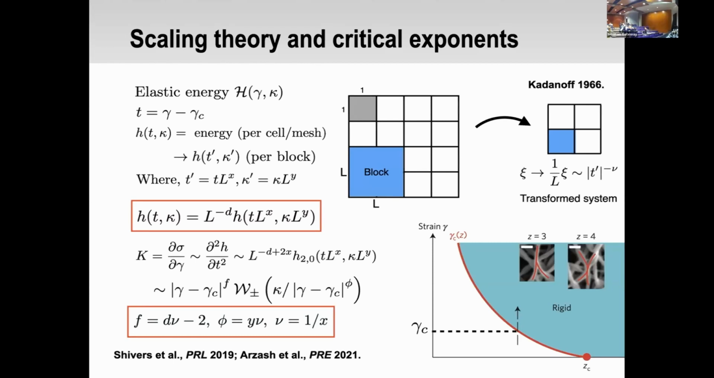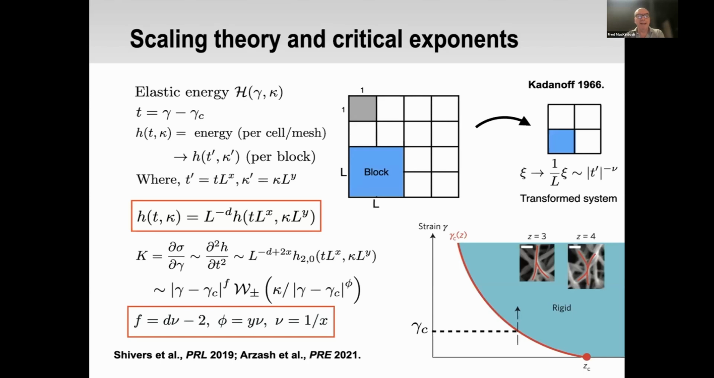Now, what you get from taking this derivative and then rescaling by a factor that corresponds to the correlation length is a simple scaling form for K, where it should depend on that power law of gamma minus gamma c that I mentioned before, times some function of a ratio of a scaling variable, which would be kappa divided by gamma minus gamma c to some other power, phi. You also begin to get scaling relationships between exponents.